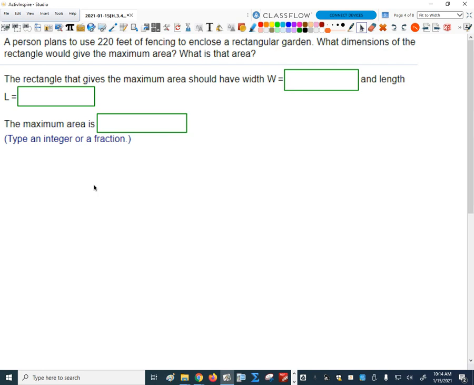Well, let's forget about the maximum part for a second. Let's just see if we can model this with a function. They're asking about the dimensions. What do they mean by the dimensions of a rectangular garden? What do we mean by that? Length and width, yeah, for a rectangle. So if we let the width equal W and the length equal L, that's what we're trying to find.